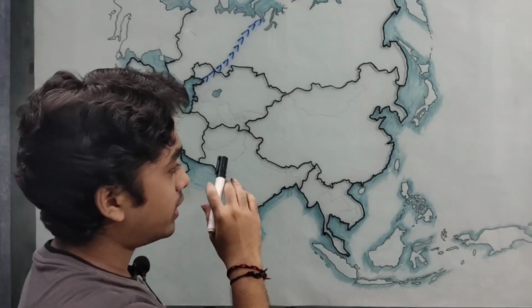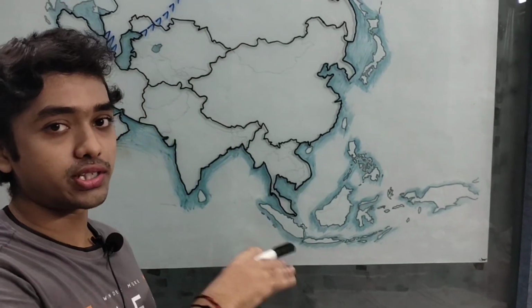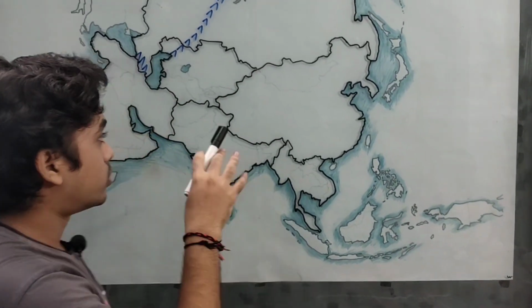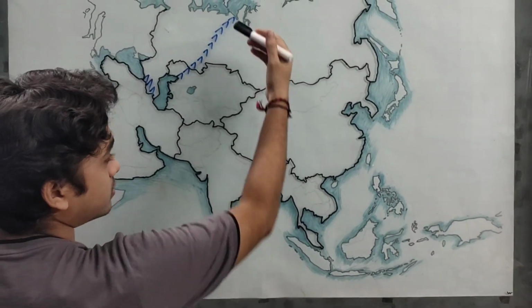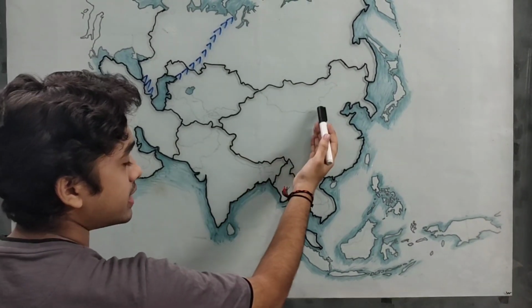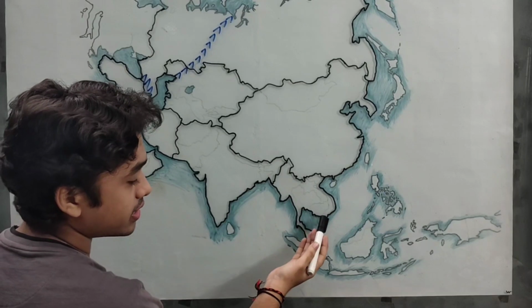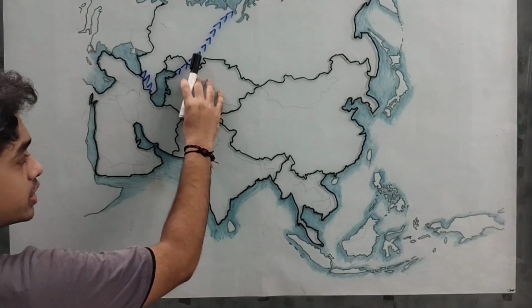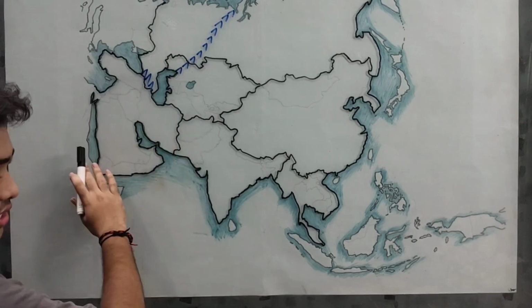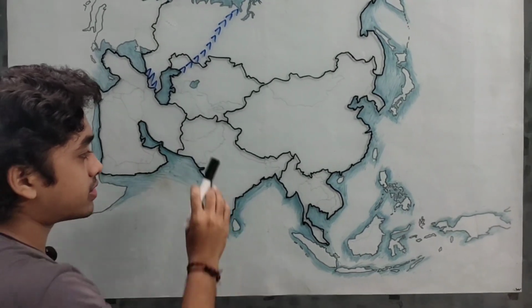Okay, so we'll discuss the countries of Asia by dividing Asia into 6 different regions, and we'll discuss the countries in those regions one by one. Those 6 regions are: North Asia, East Asia, Southeast Asia, South Asia, Central Asia, and West Asia. Let us begin with South Asia.